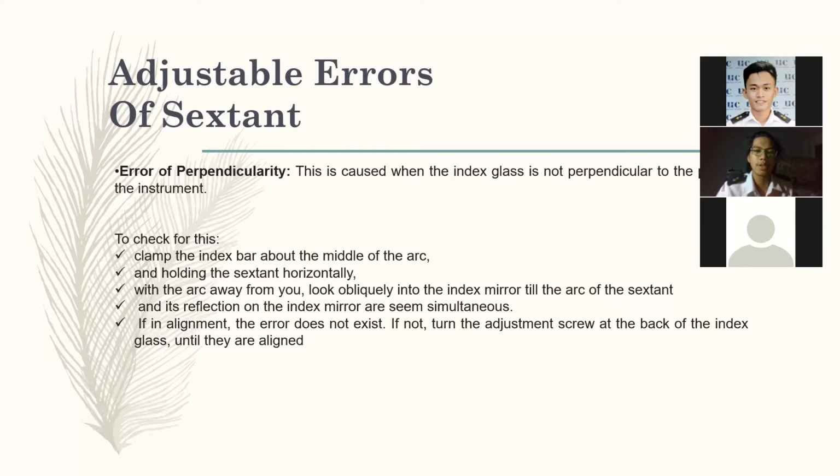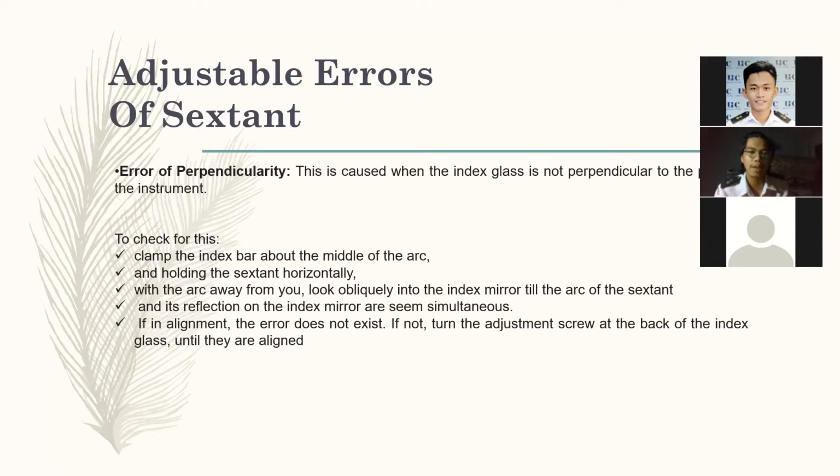So these are the examples of the adjustable errors of the sextant. First is the error of perpendicularity. What is error of perpendicularity? This is caused when the index glass is not perpendicular to the plane of the instrument. The index glass is that part of the sextant that we will see in the video presented later, which is not perpendicular to the plane of the instrument.